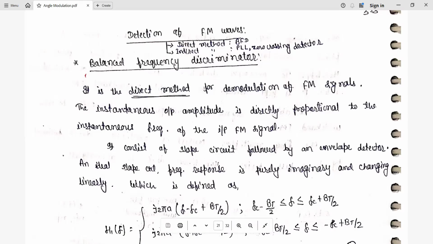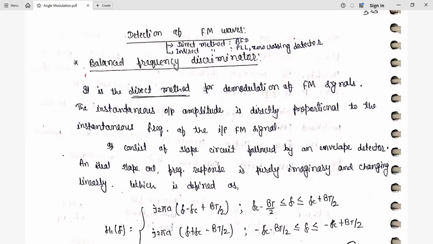Detection of FM waves. How are we going to detect the modulated signal that we receive in the receiver section? For that, we have to define methods: direct methods and indirect methods. In the direct method, the most popular is the balanced frequency discriminator. In the indirect method, we have the phase lock loop, also called the PLL, and zero crossing detectors.